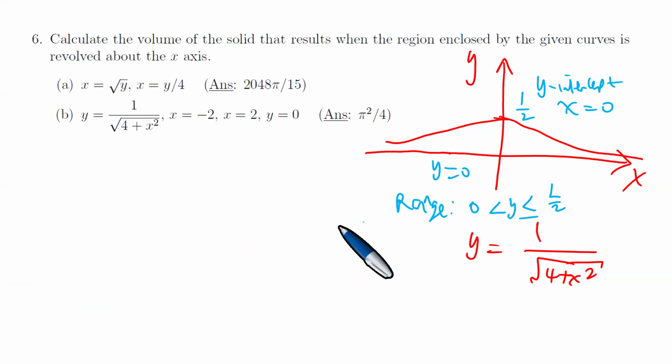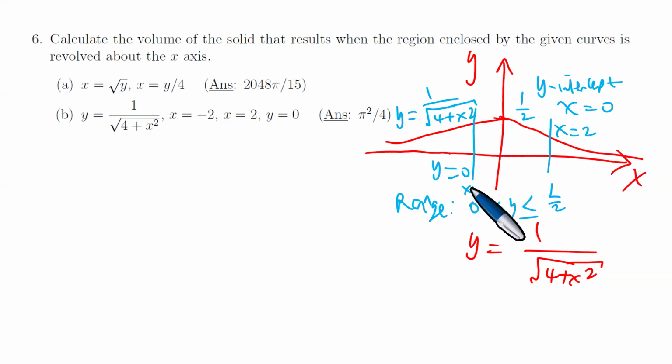So if this is the case, then you have y equals 1 over the square root of 4 plus x squared. Then x is minus 2, and x is 2, and y equals 0. It's this one, so you have exactly this region.